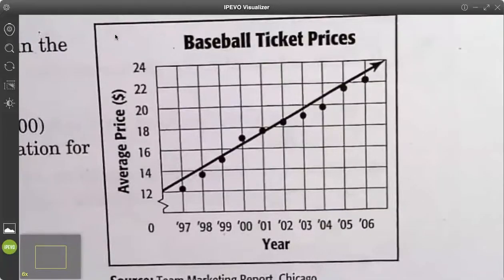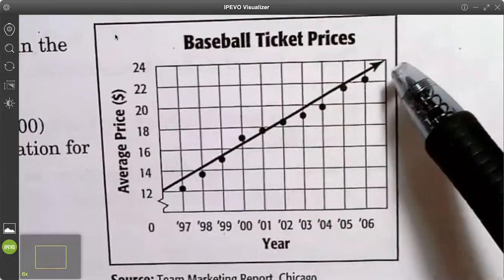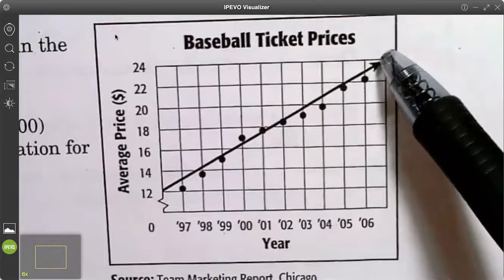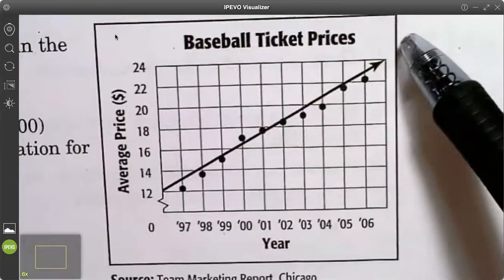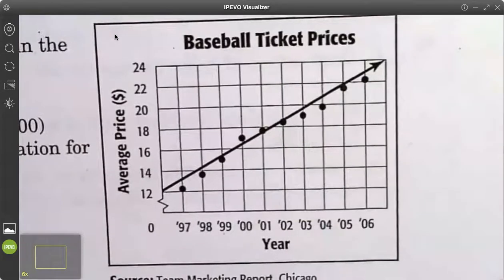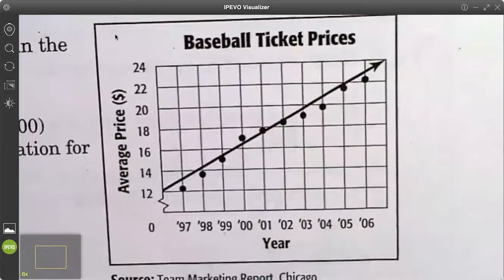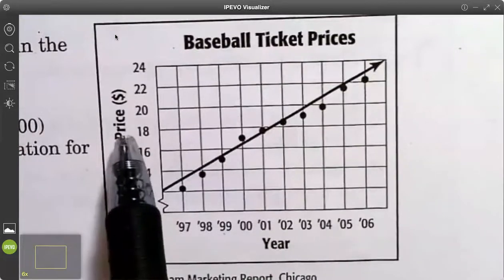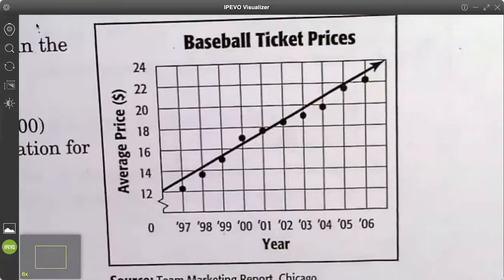Think about this one. This is a positive correlation. As time goes on, the average ticket price to a baseball game increases, pretty much with inflation. And we can also make predictions about this graph. We could predict in '07, it's probably going to be about $24. In '08, probably about $26, and so on, based on this. And again, the year is your independent variable. The price is your dependent. The price depends on what year it is.